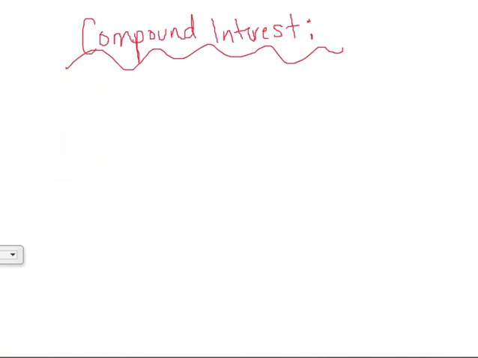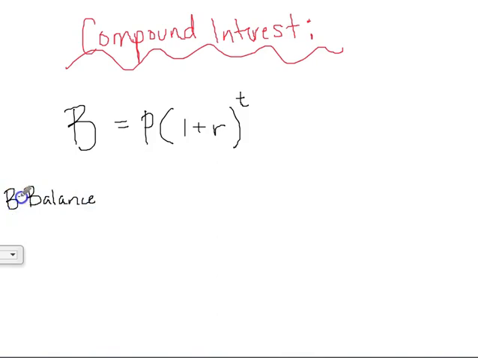So the formula that we're going to use is B equals P(1 + r)^t. So remember, for exponential growth or decay, we did 1 plus r as well, right? And then instead of having an x as our exponent, we're going to have t for time. So let's go over what all these variables represent. So B is the balance, the amount that you'll have in your account. P is the initial amount that you put into the account.